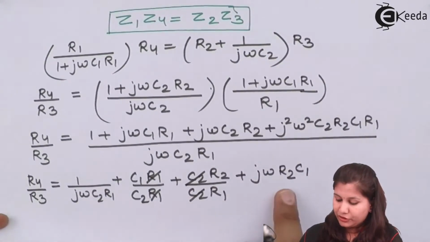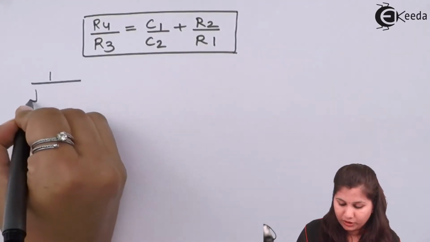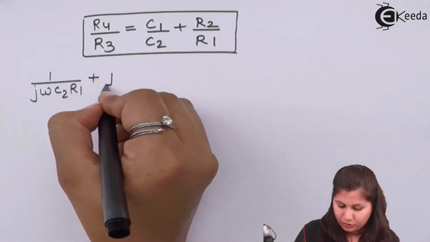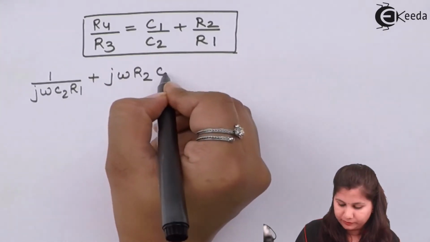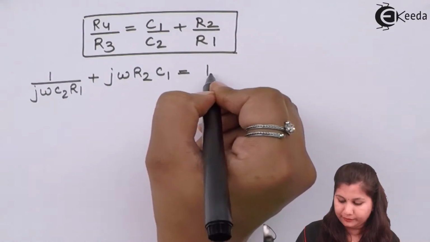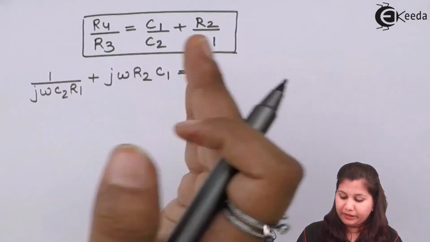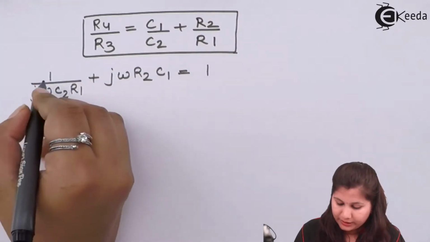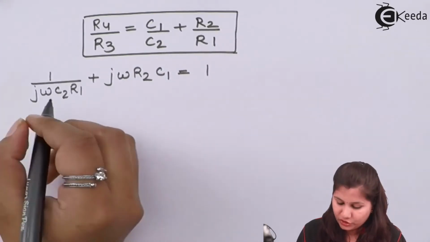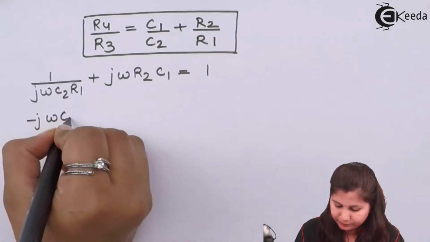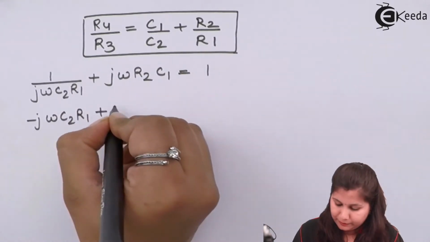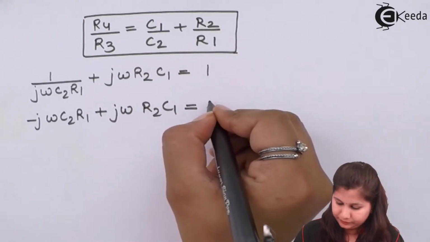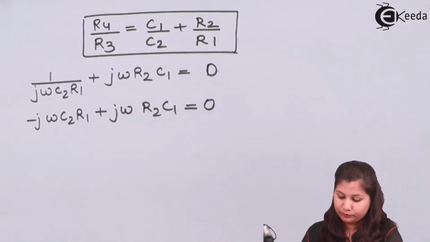Now equating the imaginary parts, we have 1 upon j omega C2 R1 plus j omega R2 C1 equals 1. So if we bring it to the other side, this 1 by j can be written as minus j, and this is plus j omega R2 C1. Sorry, it equals 0.